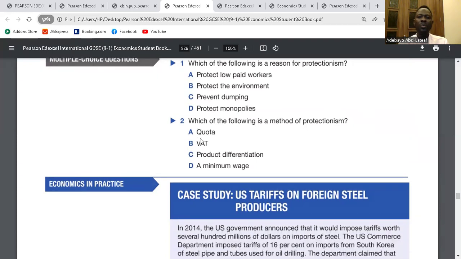Question 2. Which of the following is the method of protectionism? Method. A. Quota. VAT is a tax. It is a type of tax. Product differentiation is for businesses in the competitive market to make a unique selling point. Minimum wage is government employment legislation. Any question about it? So that ends chapter 38, protectionism. Thank you.